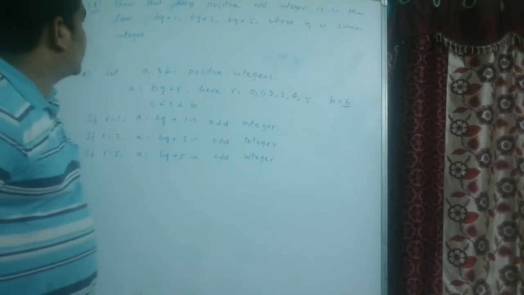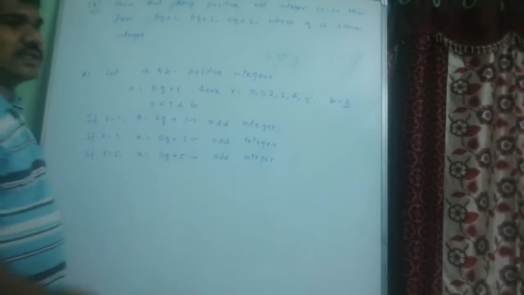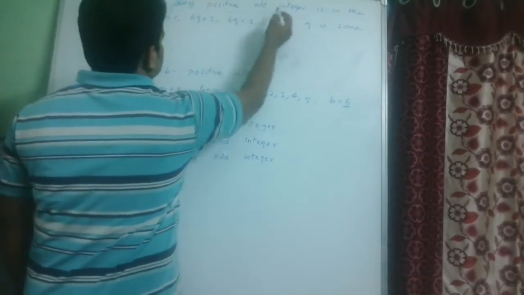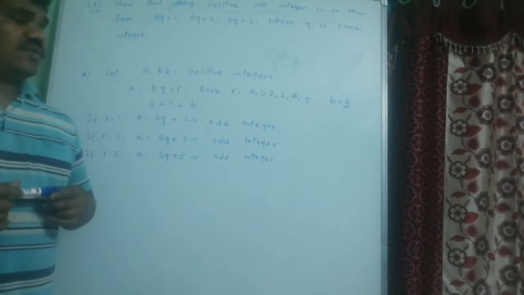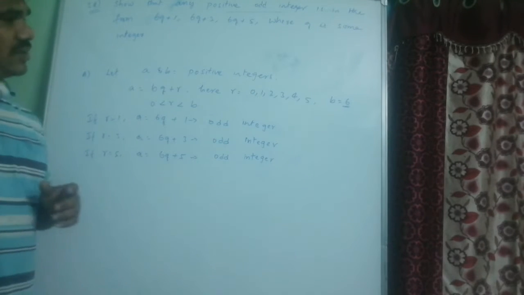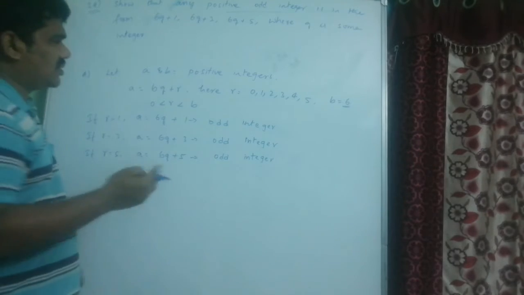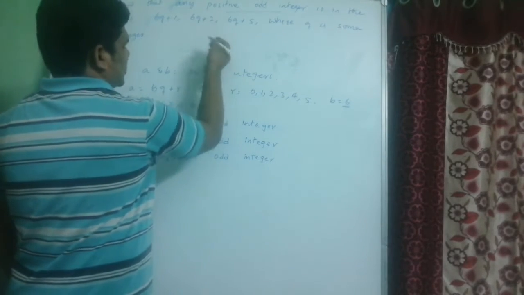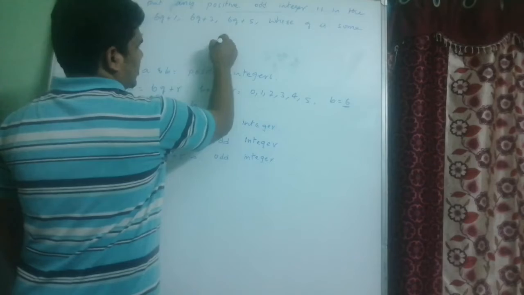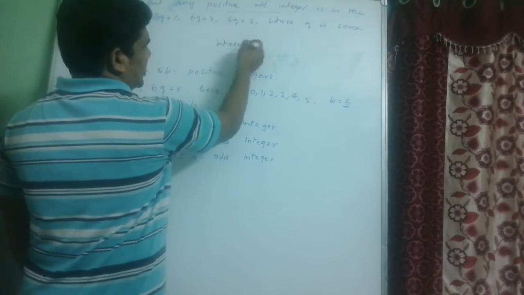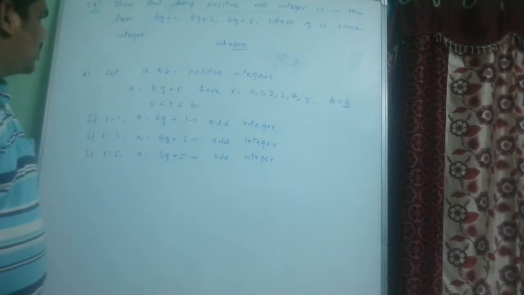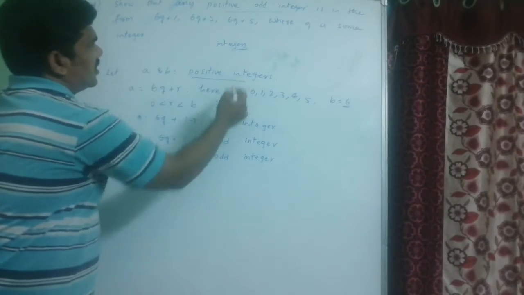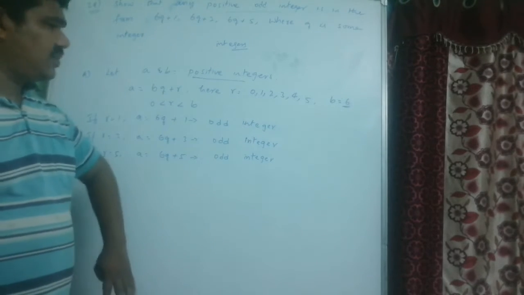Okay, second question. In this question, show that any positive odd integer is in the form of 6q plus 1, 6q plus 3, 6q plus 5, where q is some integer. So what are some integers? Integer generally means any number: 0, 1, 2, 3, 4, 5. So any number. Here A and B are positive. In this question, they ask about positive integers.